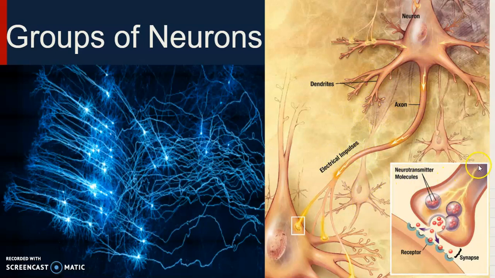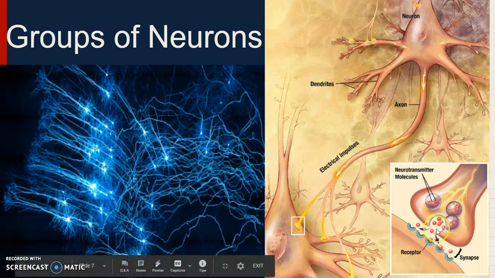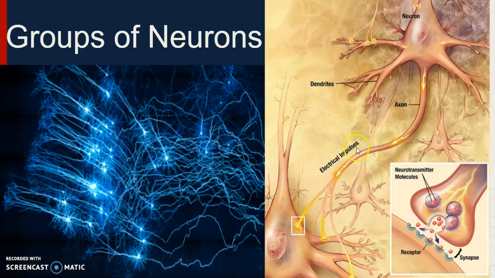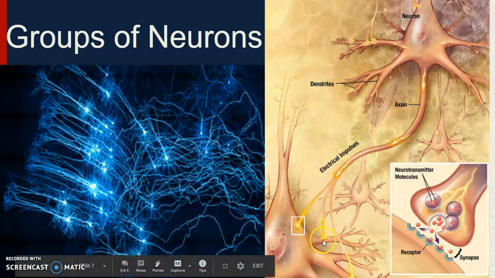And again, this is what I talked about on the last slide. You have your electrical signal that comes down. It's then converted into a chemical signal. And when this neurotransmitter reaches this receptor, the electrical signal starts again. So you have electrical to chemical, and then electrical again.